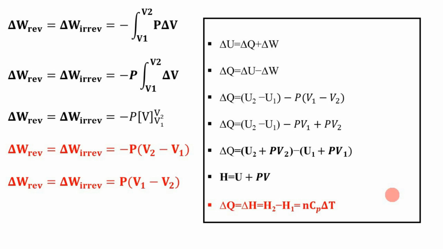In this case, the work done is calculated by taking negative P(V2 minus V1), or P(V1 minus V2). So that is how we calculate the work done for an isobaric process, and the heat is equal to nCp dT. The heat is also equal to the change in enthalpy, the final enthalpy minus the initial enthalpy. So now we have the internal energy equal to nCv dT, the heat equal to nCp dT, and the work done equal to negative P dV.